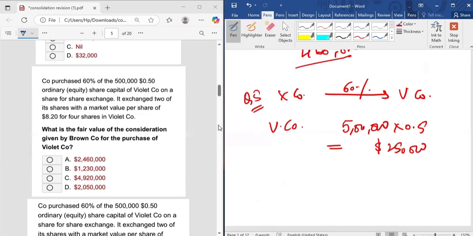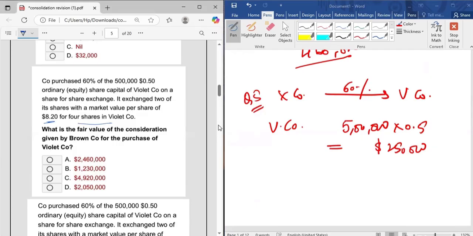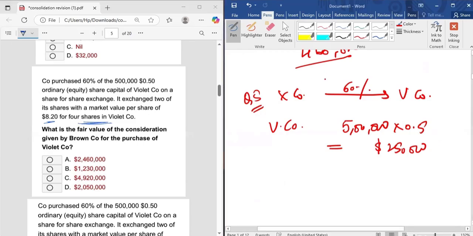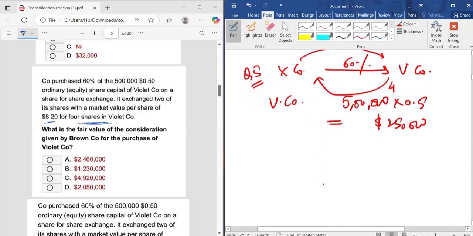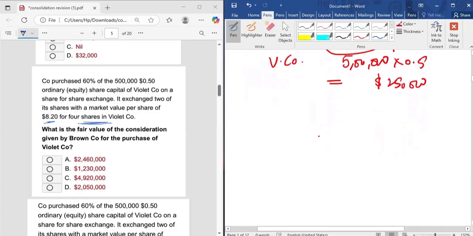Okay. It exchanged 2 of its shares with a market value per share of 8.5 for 2 shares in Violet Company. So what has this company done? It has given Violet Company its 2 shares and it has acquired 4 shares of Violet Company. By giving 2 shares, it has acquired 4 shares, right? Now see how we will do this. First of all, look at the number of shares. This calculation was actually not required, but still, it's okay.